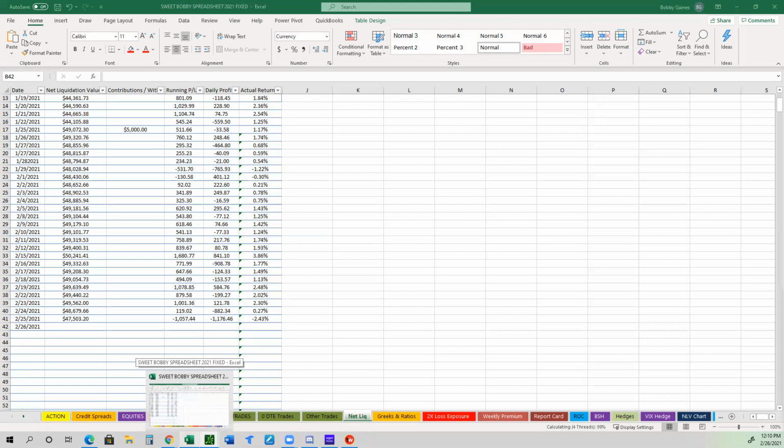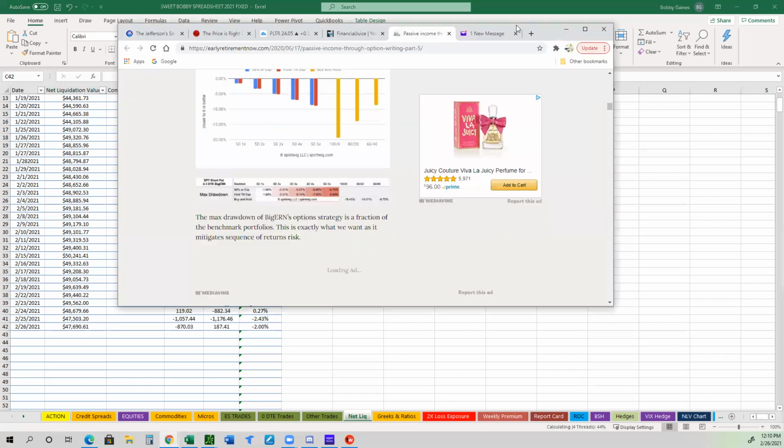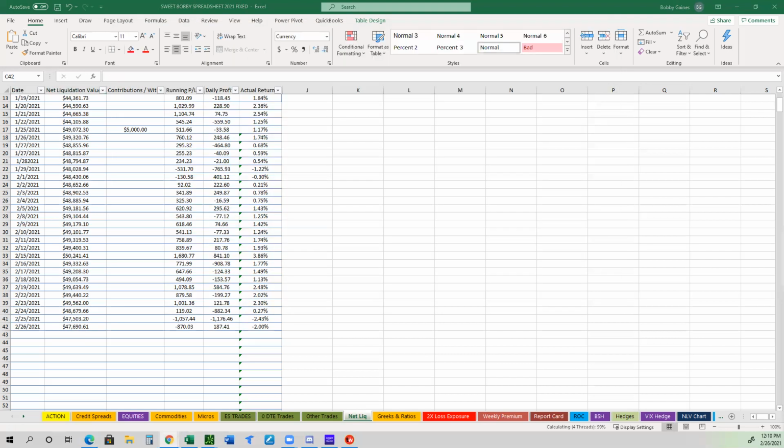We're in a good little upswing right now. So we are at 47,690.61. So you and I are, oh my God, it's just going to be good. Let's see. We're up $187.41. Where is the mama going to go to Applebee's today?